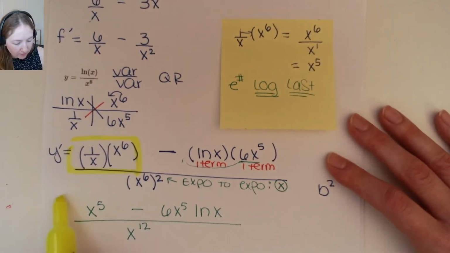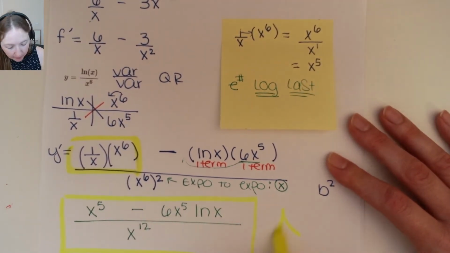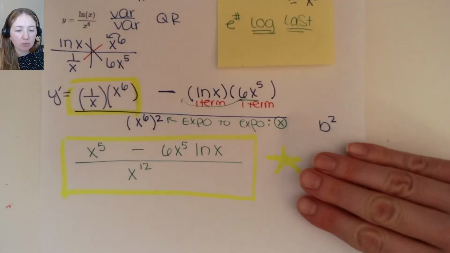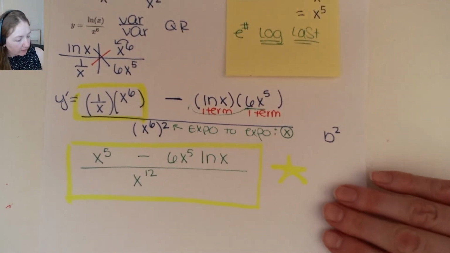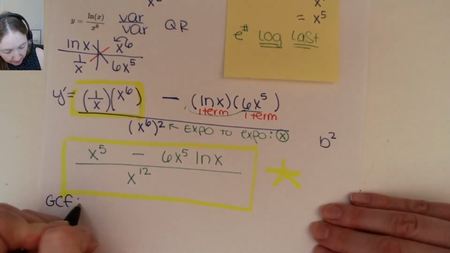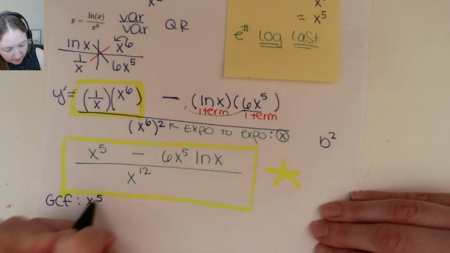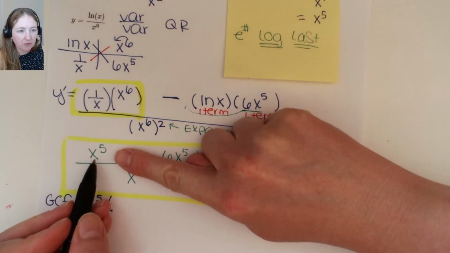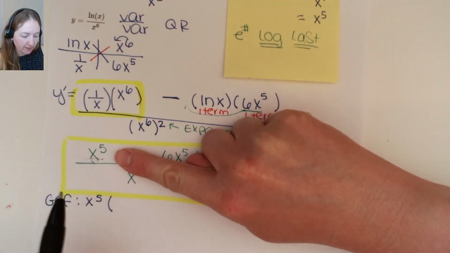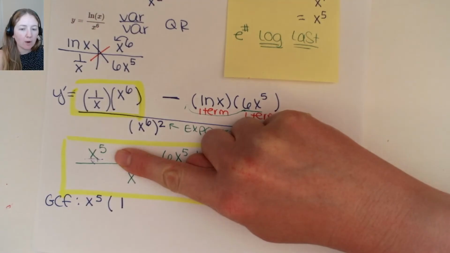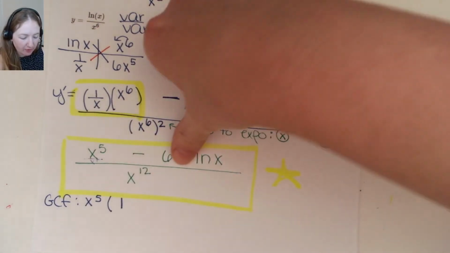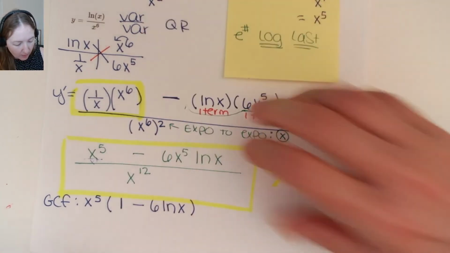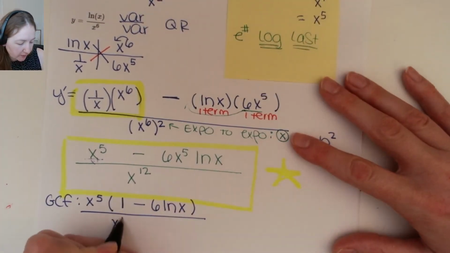Now, you could potentially factor out the GCF. They probably are not going to request that you do that, so this would be your final answer. However, I do want to just tell you very quickly, if you were to factor out the GCF, in the numerator it would be an x to the 5th. That would give you, from this first term, if you take out x to the 5th, x to the 5th divided by x to the 5th. That's just going to give you a 1. From the second term, if you take out the x to the 5th, you'll be left with 6 natural log x. And then this is over x to the 12th.